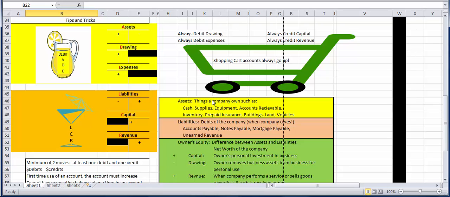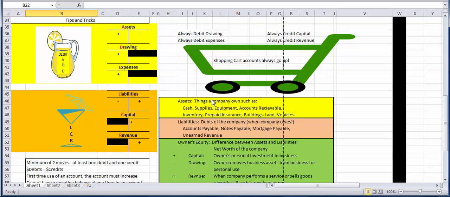Okay, so the other accounts, immediately underneath there, you see the credit side accounts: liabilities, capital, and revenue. The credit side accounts basically work the opposite of debit side accounts. They increase by credits. So liabilities represents the debts of the company. Capital represents when the owner makes a personal investment into the business, basically takes something of personal value and gives it to the business. Usually it's in the form of cash. And then you have revenue. Revenue is when you perform a service. And all of these things are detailed over to the right underneath my shopping cart.